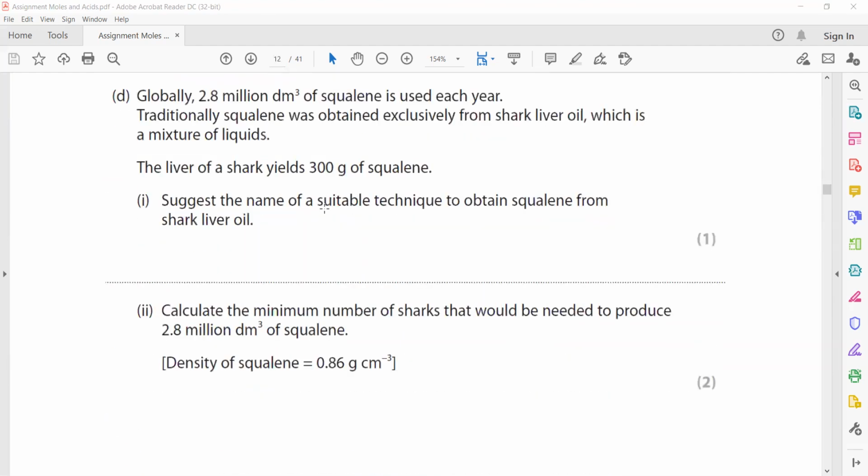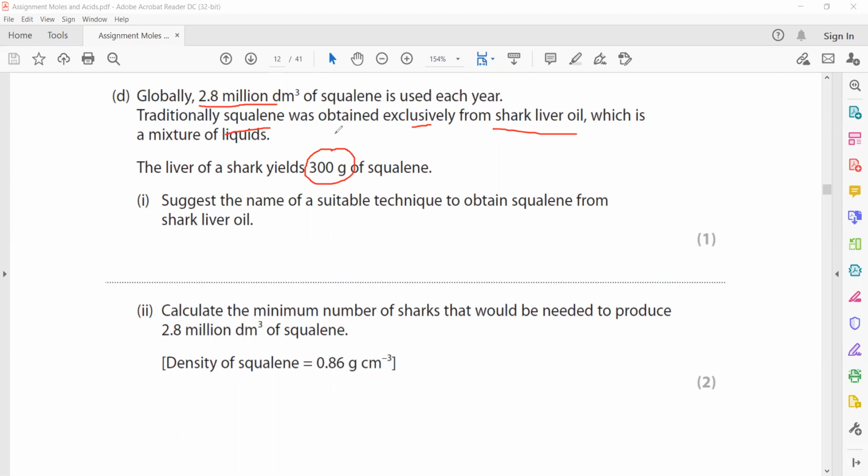The next part: globally, about 2.8 million dm cube of squalene is used each year. So every year we use 2.8 million dm cube of squalene. Traditionally, squalene was obtained exclusively from shark liver oil, which is a mixture of oily liquids. The liver of a shark yields 300 gram of squalene. So inside the liver, it's about 300 gram of squalene.